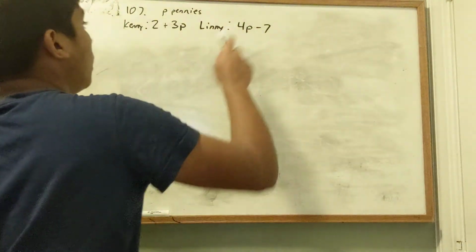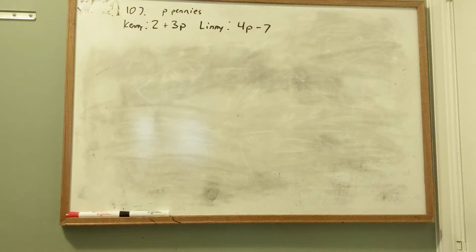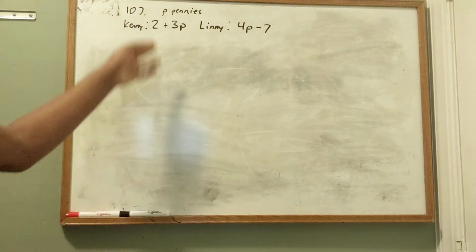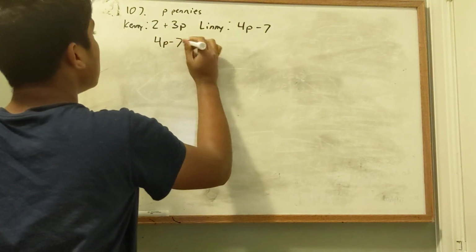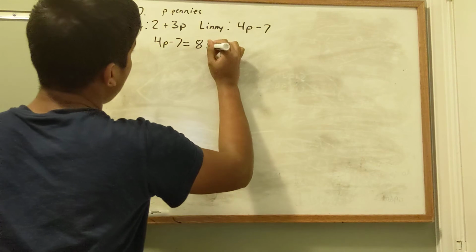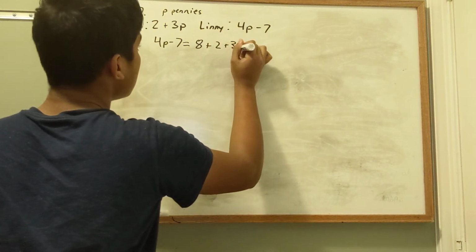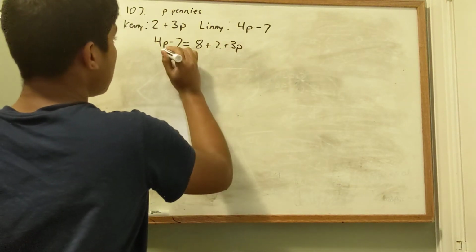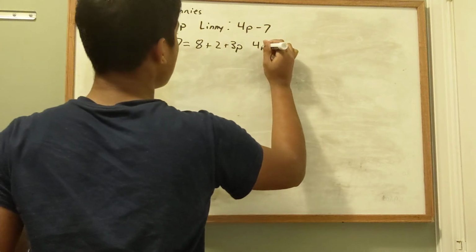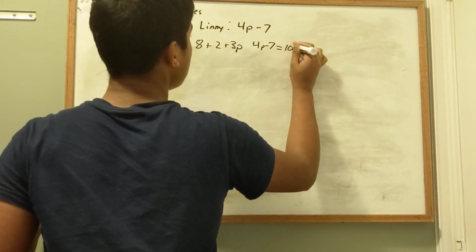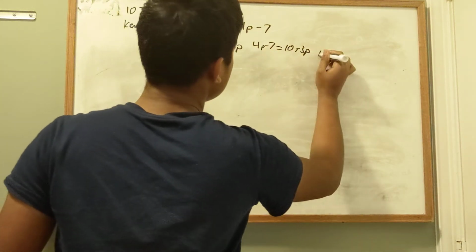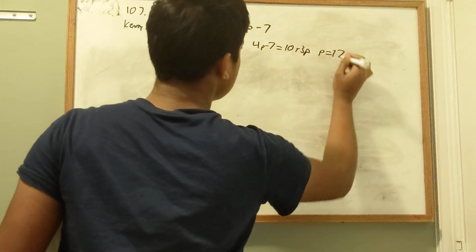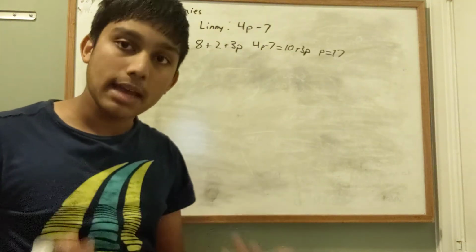It tells us that Linny now has 8 more pennies than Kenny does. So that means 4P minus 7 is 8 more than 2 plus 3P. You can break this down into an algebraic equation: 4P minus 7 equals 10 plus 3P. And you solve, subtracting 3P, add 7. You get P is equal to 17. And that's how many pennies they originally had.